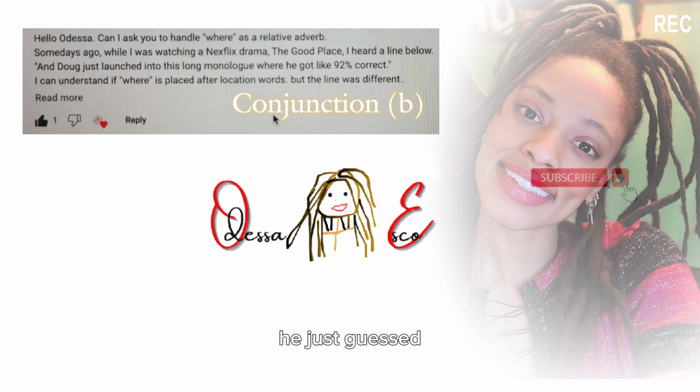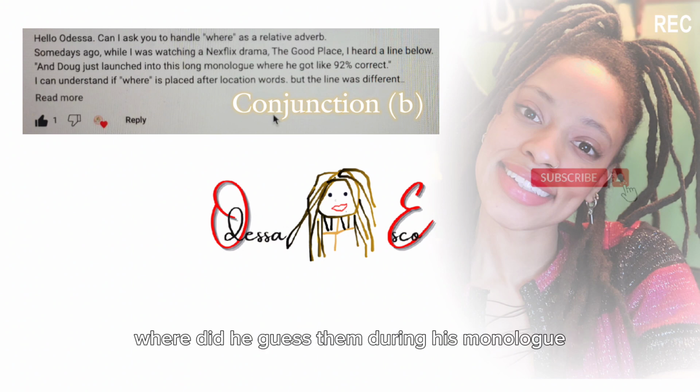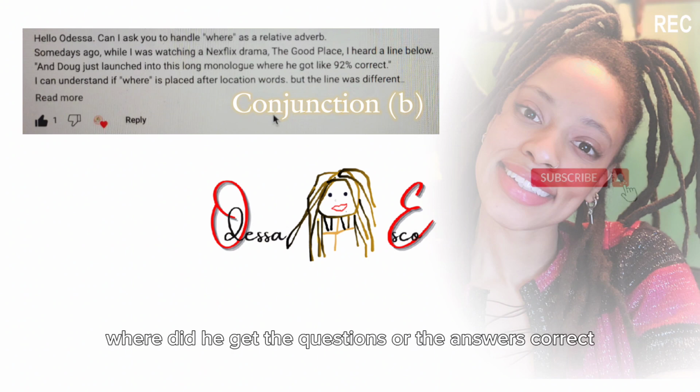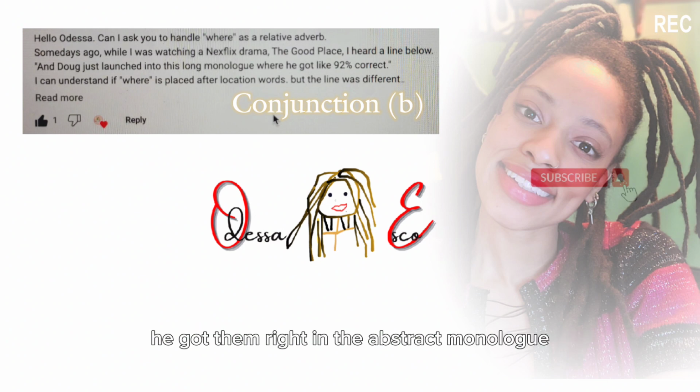He just guessed. Where did he guess them? During his monologue. Now, a monologue is a long speech, like I said. It's not a real physical location or place. It's an abstract idea, right? A concept. So that's why we can use where. Where did he get the questions or the answers correct? He got them right in the abstract monologue.